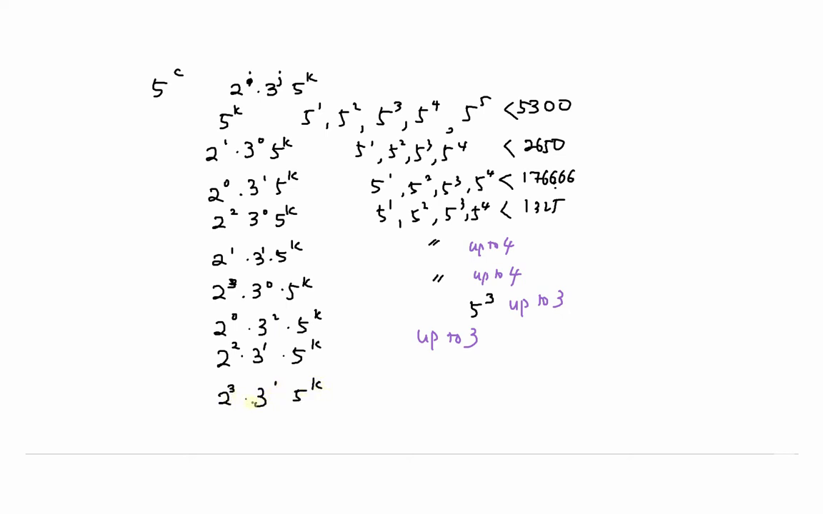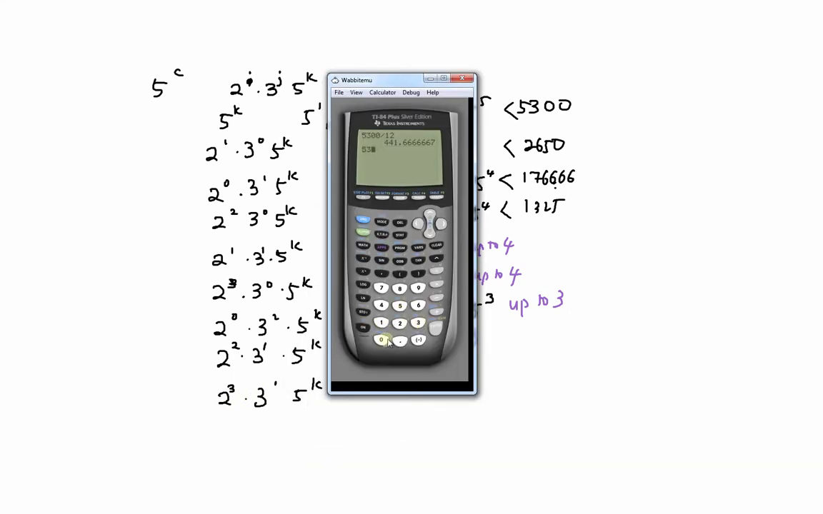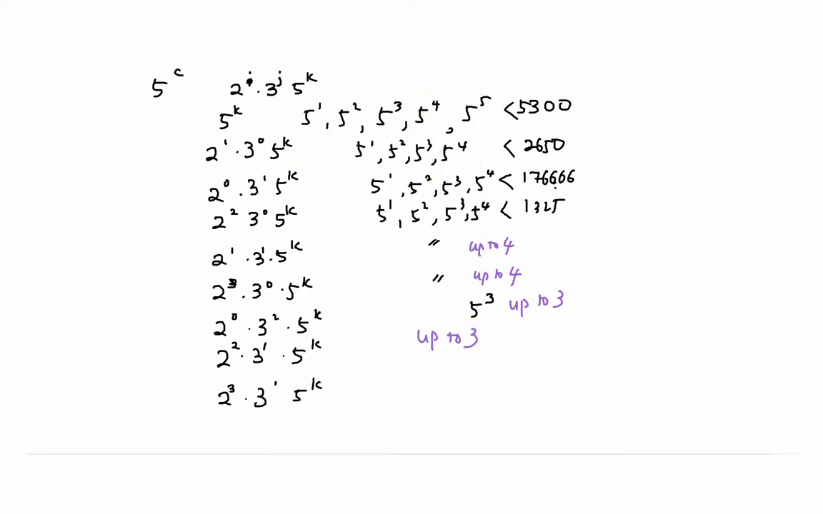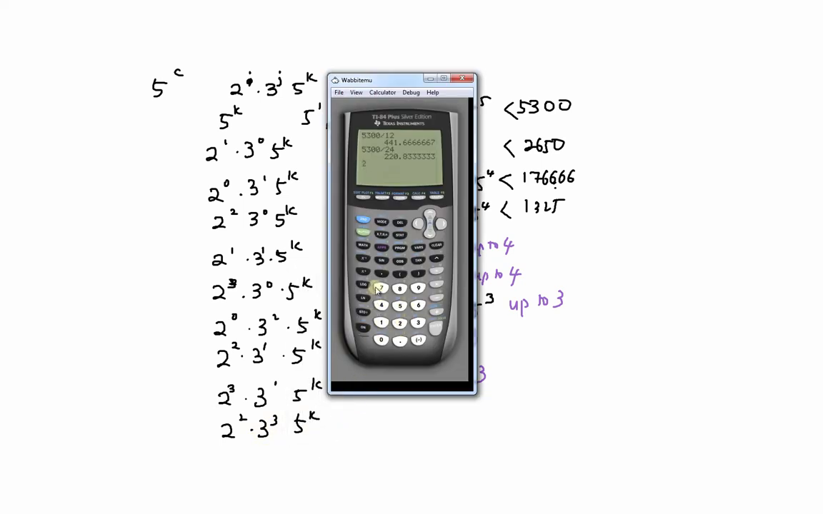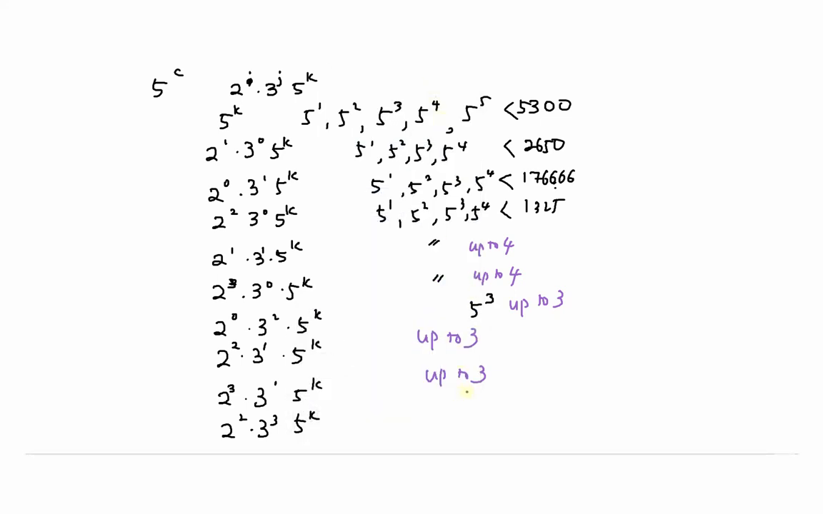So we have 8 times 3 is 24, so 5300 over 24, we get 220. Okay, that still takes up to 3. What about 2 to the second and 3 to the third? 27 times 4, you should get 108. So 5300 over 108, you're going to get 49. That's below 125, so we only get up to 2.